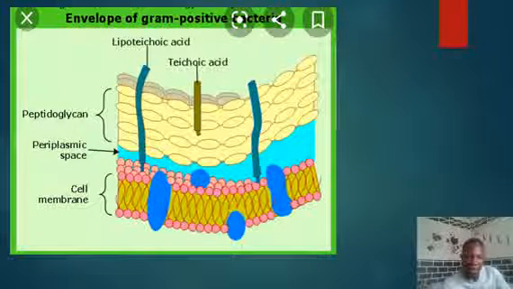As you can see in your shot, this is a very thick one, a very thick peptidoglycan layer, and this is the reason why it is able to retain the gram stain after the staining process, because of the thick layer it's having here at the peptidoglycan wall. So take note of that.